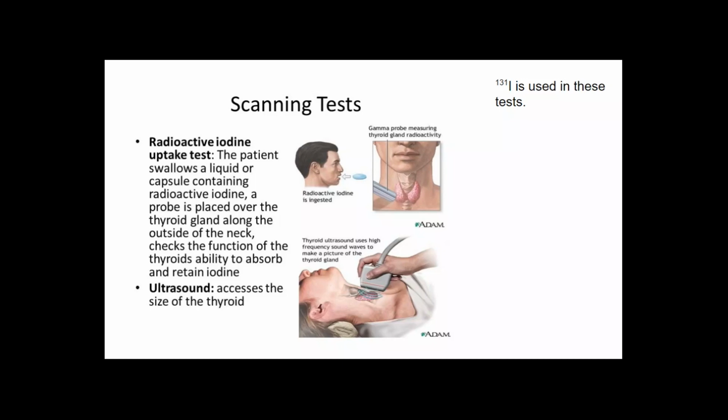So iodine-131 is used in testing for thyroid gland. So you need to remember that part. Iodine-131 is used for testing the functions of the thyroid gland. In radioactive iodine uptake, the patient swallows a liquid or capsule containing radioactive iodine. A probe is then placed over the thyroid gland along the outside of the neck and checks the thyroid's ability to absorb and retain iodine. An ultrasound assesses the size of the thyroid gland.